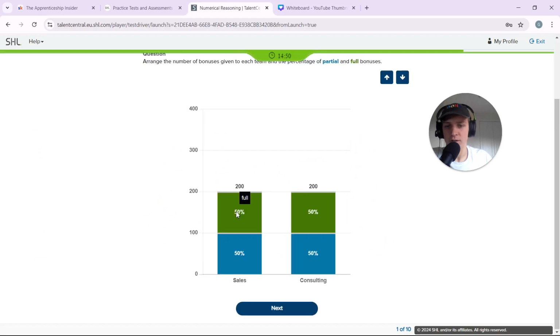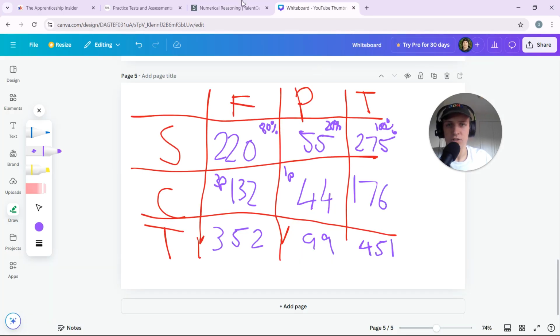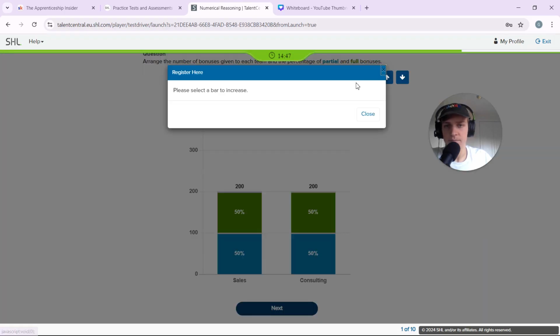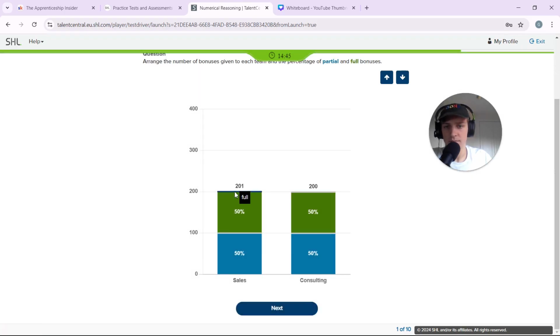Okay, so now we've got all our numbers. We can now focus on the question. So the total number of bonuses in sales was 275. And now it's really easy to just fill this up. So if I select the bar, what do you mean?